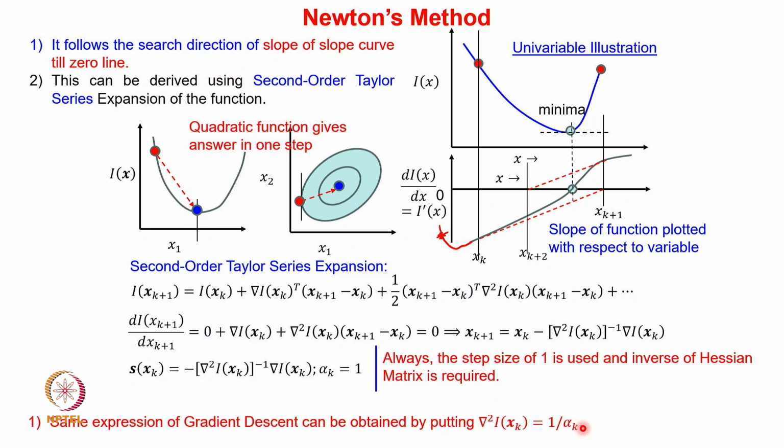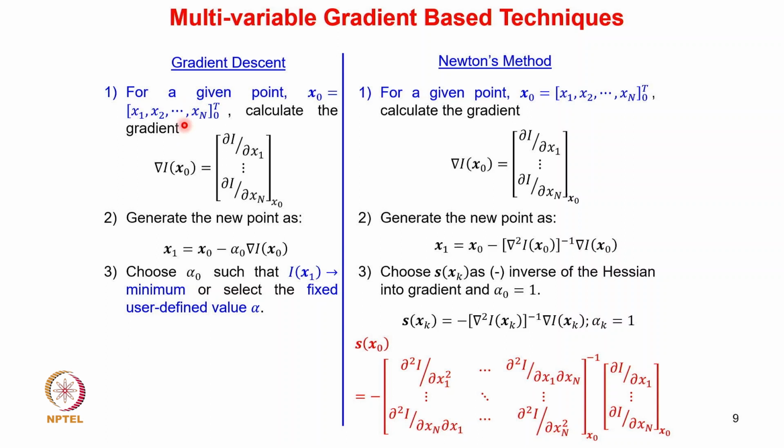So the same thing is written. The procedure here is like this. In gradient descent, we start with the initial point x naught, which will be having x1, x2, all these decision variables at the initial condition. This a user has to specify.